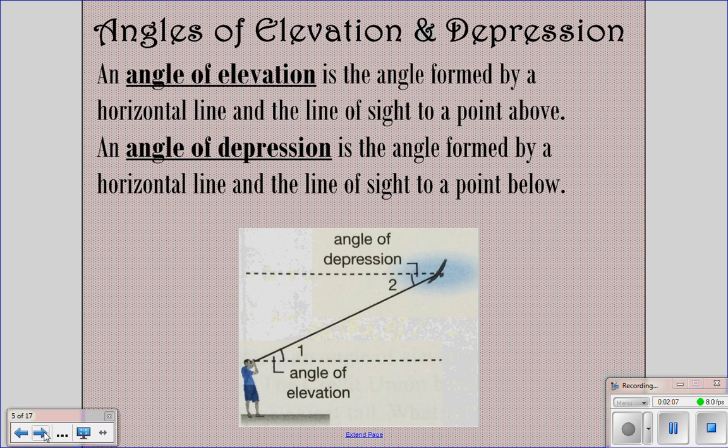The angle of depression is an angle formed by a horizontal line and the line of sight to a point below. So here's our horizontal line. You take your eyes and you look down. Think about when you're depressed, or if someone is depressed, they're going to take their head and they're going to turn down. And the angle that is formed between the horizontal line and where their eyes are now looking is the angle of depression.